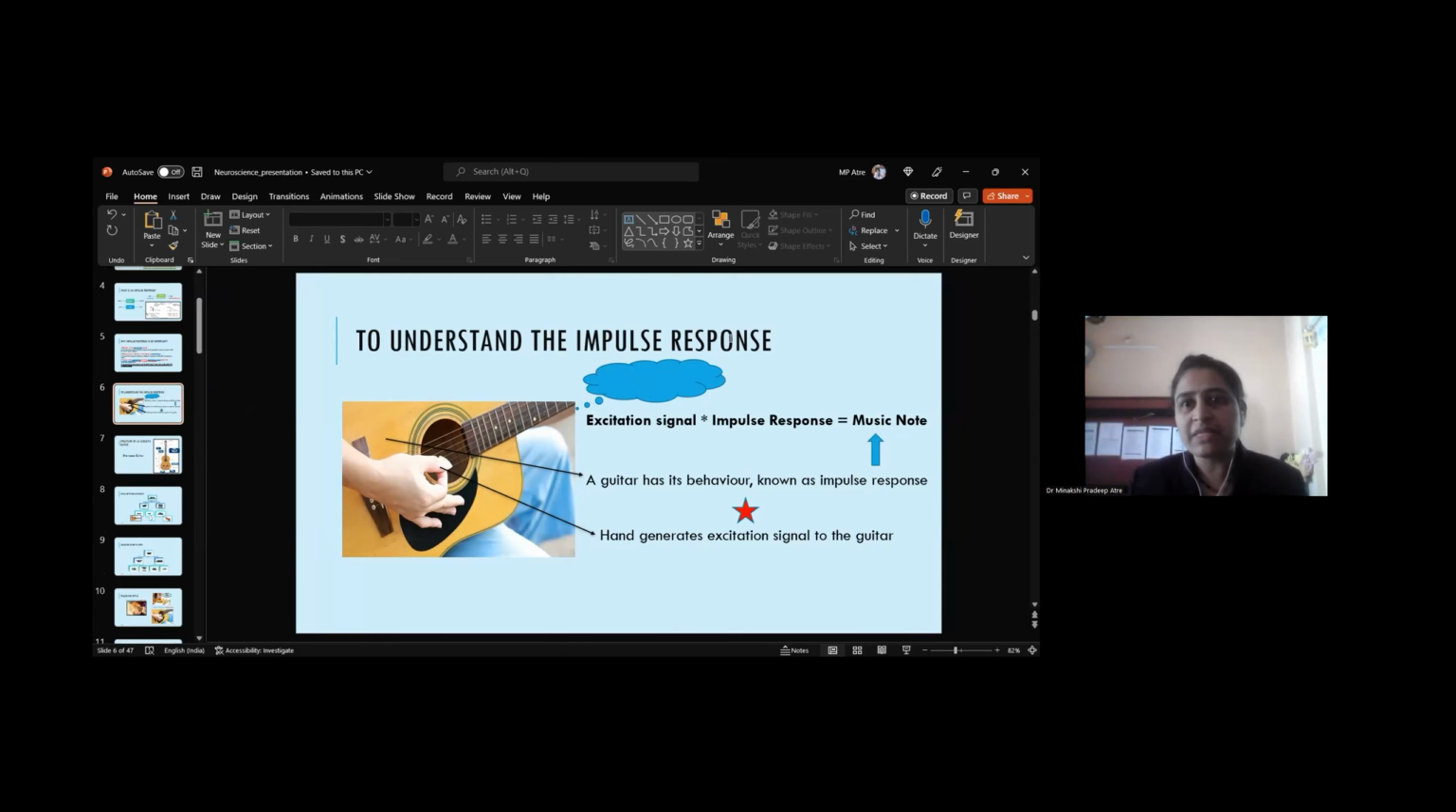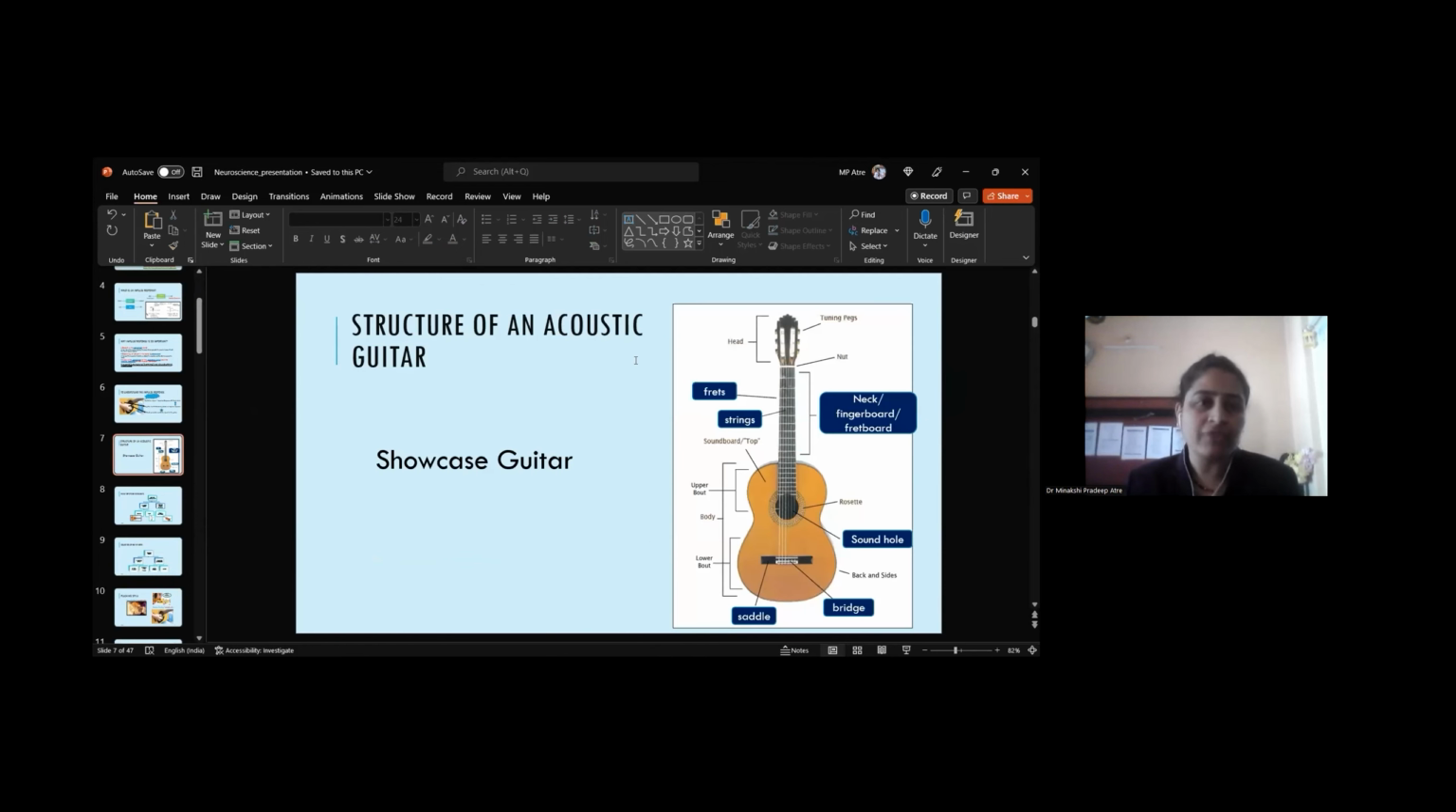To understand the impulse response with reference to the acoustic guitar, let's understand that this person is playing the guitar with his hand, and there is a plectrum over here. So he's playing the guitar with the plectrum. The hand is generating the excitation signal and this guitar body is producing the impulse response. So the excitation signal of this hand and the guitar body response, which is known as impulse response, will be convolved to produce the music note. So this is the language of impulse response.